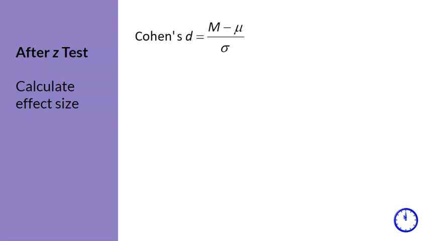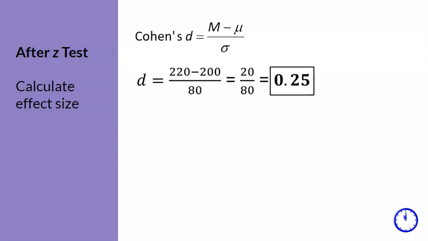Step 1 is to use the effect size formula for Cohen's d. We use the values for sample mean, mu, and sigma that were provided in the lecture example. The effect size for the sample is d equals 0.25. The box indicates the final answer. Step 2 is to use the effect size conventions in the table to decide whether the effect size is small, medium, or large. According to the table, the effect size of 0.25 is closer to a small effect size.